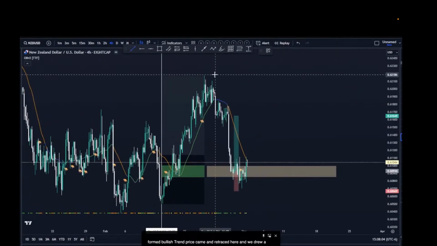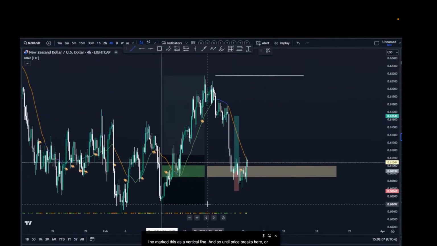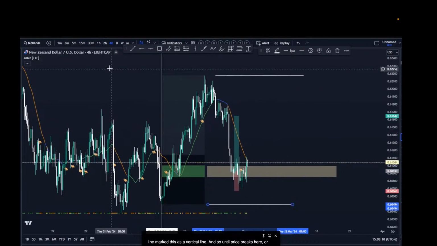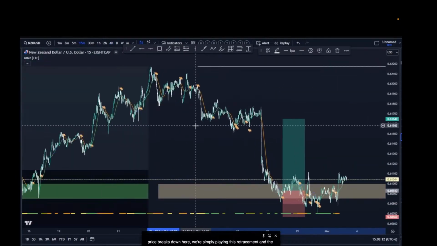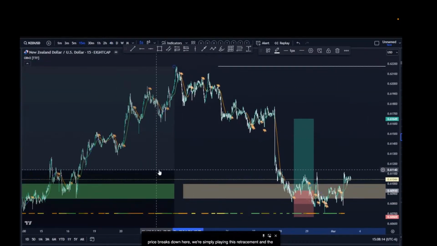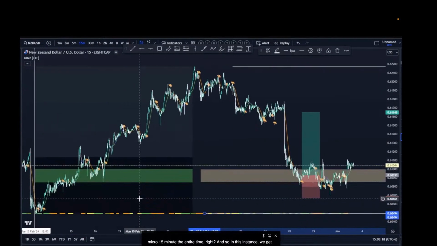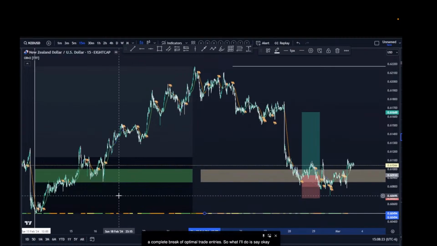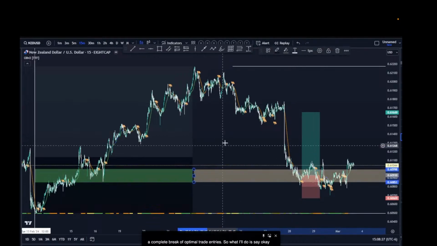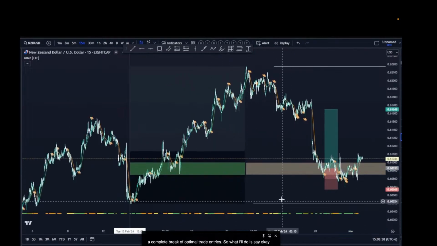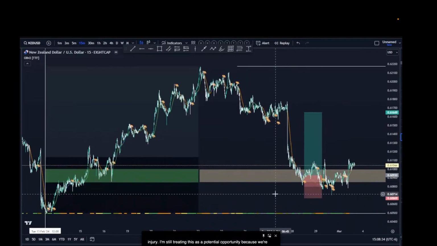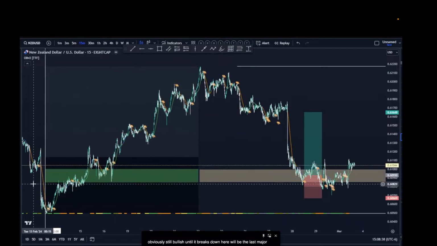And so until price breaks here or price breaks down here, we're simply playing this retracement in the micro 15 minute the entire time, right? And so in this instance, we get a complete break of optimal trade entries. So what I will do is say, okay, well, what is the swing? Since we've broken through the optimal trade entry, I'm still treating this as a potential opportunity because we're obviously still bullish until it breaks down here. What will be the last major swing under this optimal trade entry?